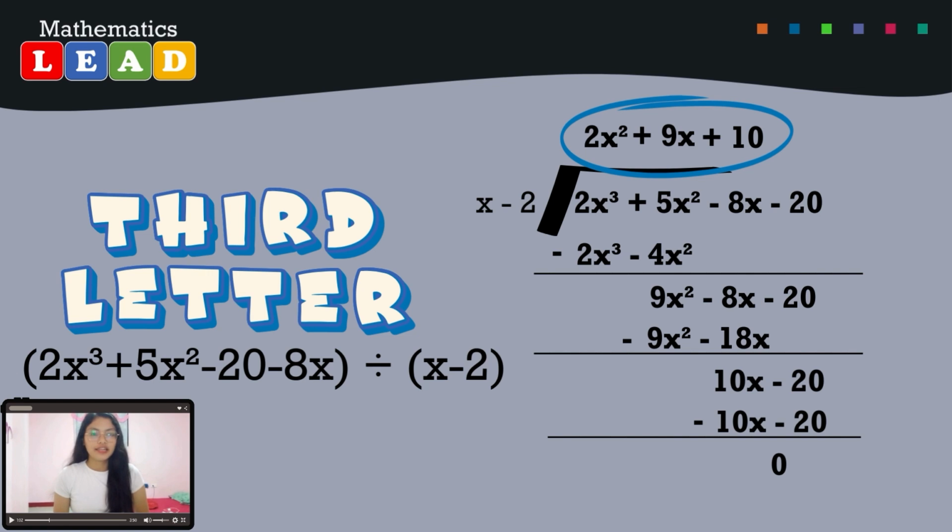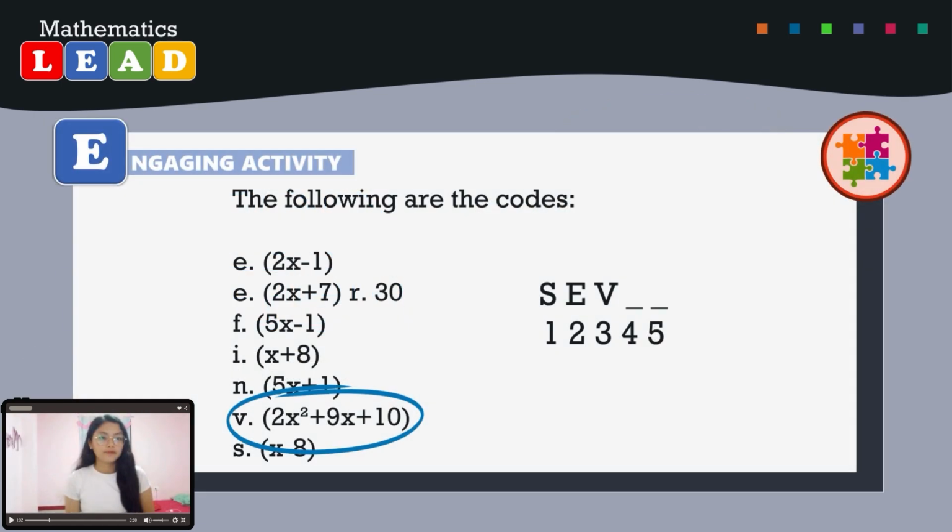And subtracting 10x minus 20 from 10x minus 20, it will be equal to 0, and the quotient is 2x squared plus 9x plus 10. And for the third letter, we have 2x squared plus 9x plus 10, which is letter V. We already have S, E, and V.